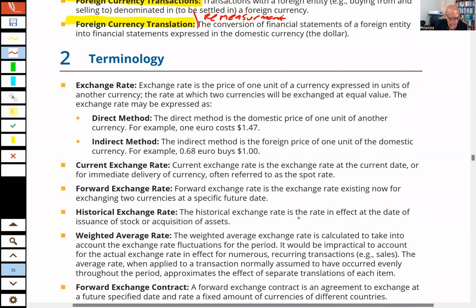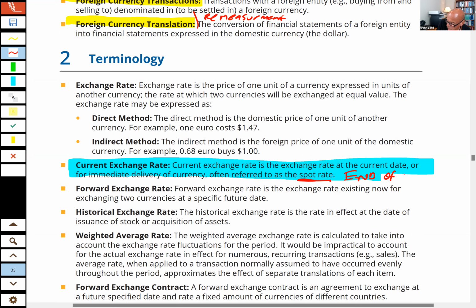So when we look at these different rates here, we first look at the current exchange rate. The current exchange rate is the rate for the current date or immediate delivery, or the spot rate as it is also called. So it is typically going to be the end of year rate. And again, depending on whether we are using the remeasurement method or translation method, which items on the financial statements we're looking at will determine which of those rates we should use. So flashcard that definition of current rate.